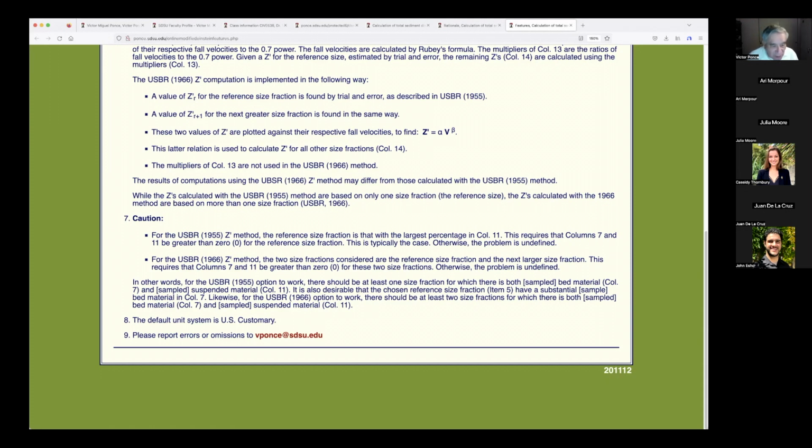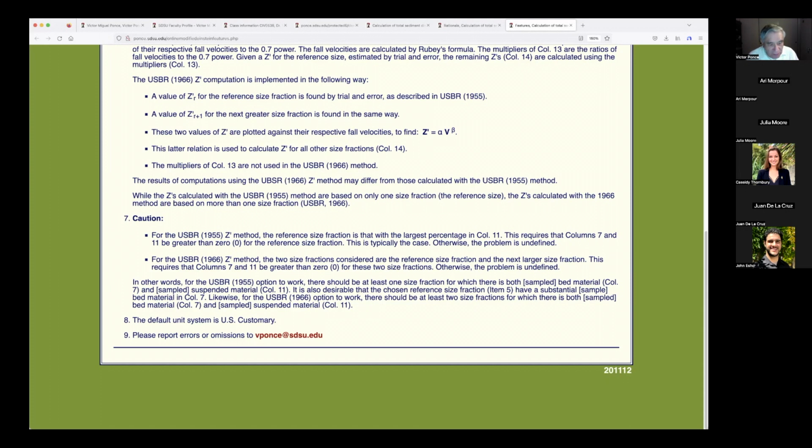Then for the USBR 1966 method, Z prime method, the two size fractions considered are the reference size fraction and the next larger size fraction. This requires that columns 7, 8 and 11 be greater than 0 for those two size fractions. It requires a little more consideration of the data. Otherwise, it's undefined. You can't draw a line through one point. If the other point doesn't exist, then you cannot draw a line. And in this case, we're drawing a line through the trend of the data so that we can come up with the trend for the remaining values for the others.